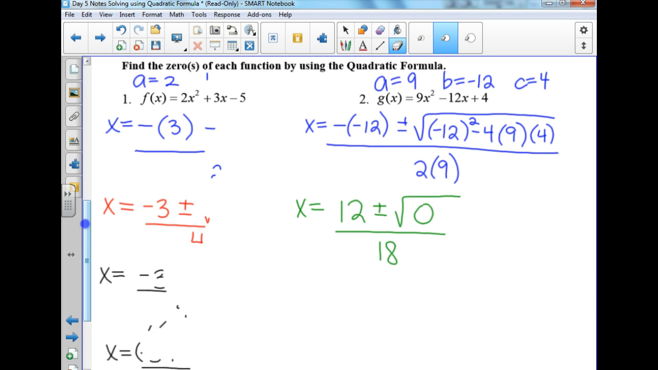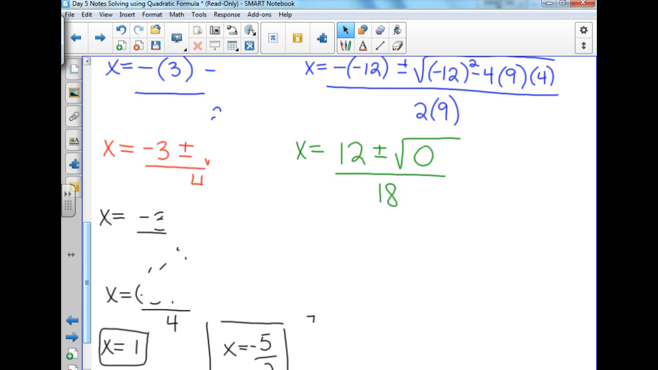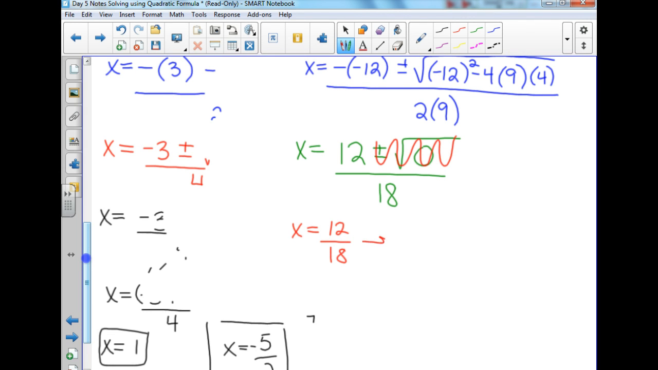Okay, so in that second step, I just simplify the first number, the bottom number, and the square root. What is the square root of 0? Just 0, right. So then this whole second half is gone because it's just 0. So now we just have x equals 12 divided by 18, which reduces to, what, 2/3?